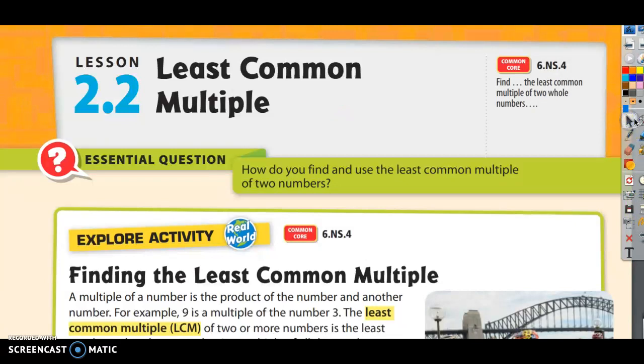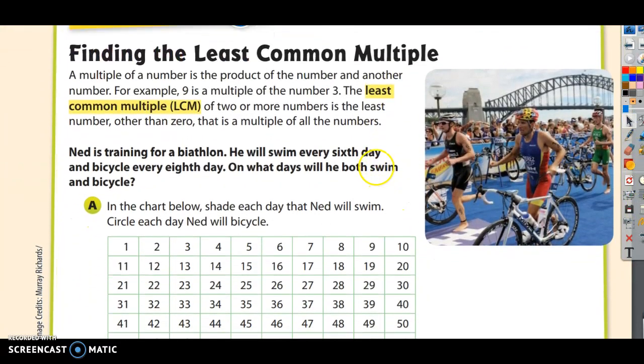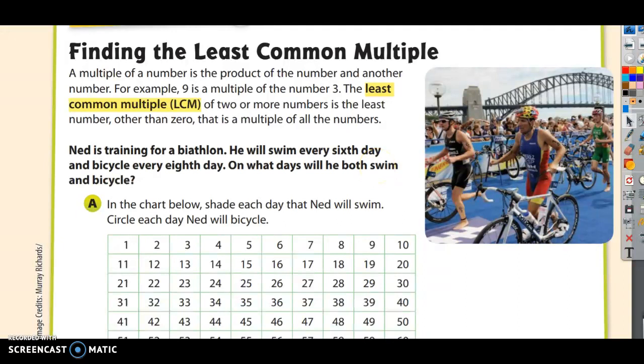You're encouraged to try this, and then use this video to check your work, or watch this if you need some help. Finding the least common multiple. A multiple of a number is the product of the number and another number. For example, 9 is a multiple of the number 3. The least common multiple of two or more numbers is the least number other than 0 that is a multiple of all the numbers.